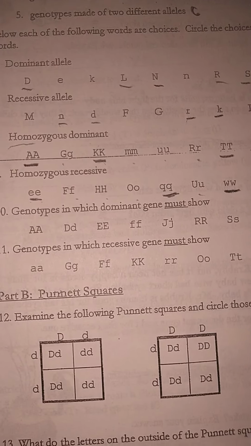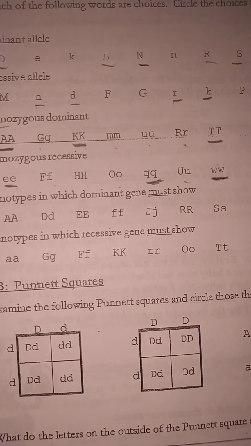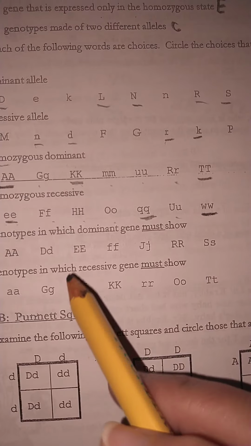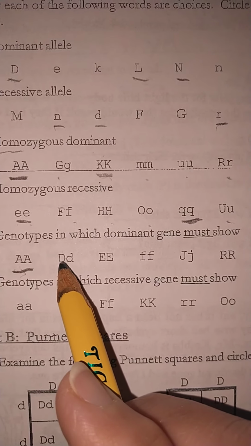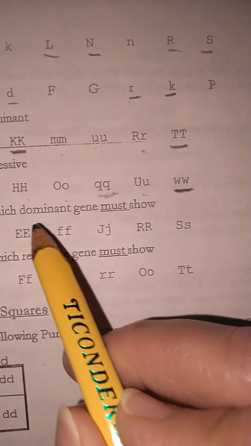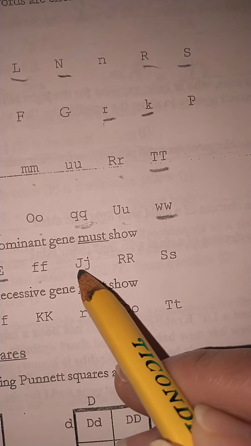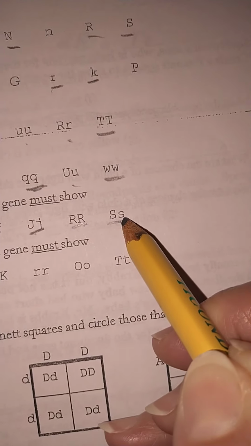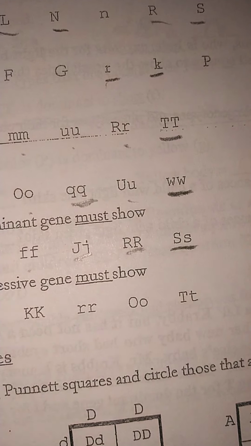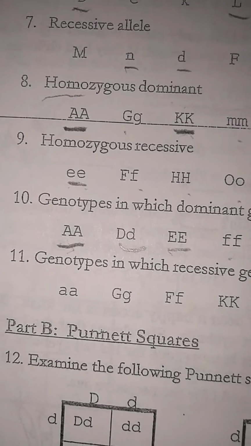So genotype in which the dominant gene must show. Well, if you got 2 of the dominant ones, they're going to show. Anytime you have a dominant, it's going to show. So it shows there too in the heterozygous. No dominant allele there. That one has a dominant allele, so it'll show. That one has a dominant allele, and that one has a dominant allele. So anytime there's a dominant allele, it's going to show.